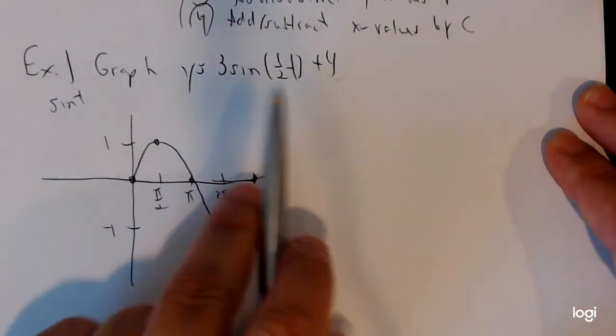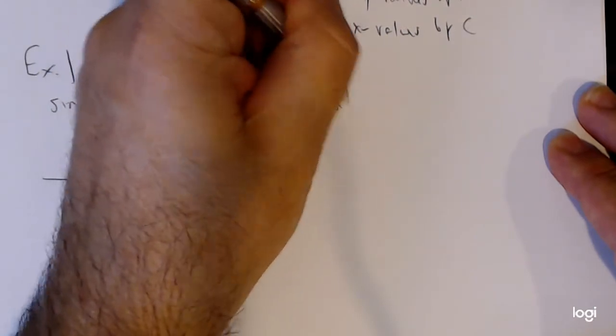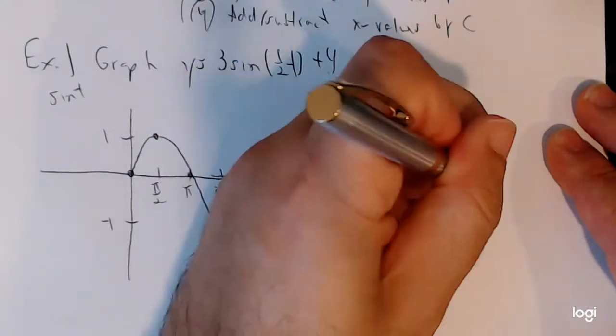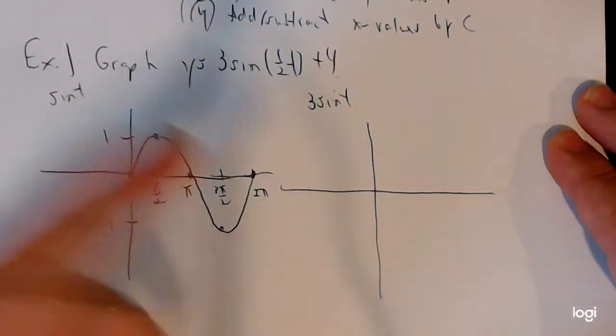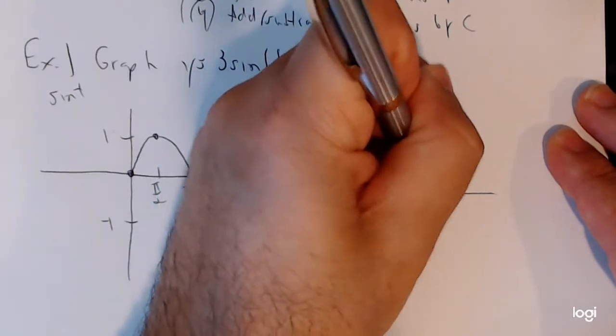Then I'm going to take care of the 3. So then I want 3 sine of t. How does the graph change from here to here? This is saying just multiply all your y values by 3. So my x values aren't going to change.